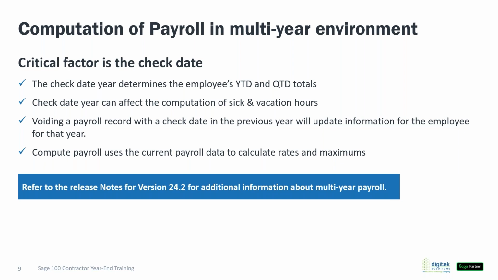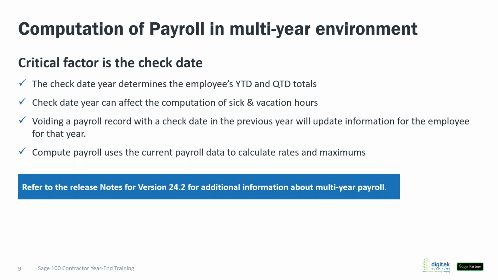So what I mean by that is, typically at the beginning of the year, you're going to get notified from unemployment that your unemployment rate has changed. So we want to make sure that before we process any 2024 payroll, we go into that payroll calculation and change that rate. Now, word of caution here when you're working in a multi-year payroll environment.